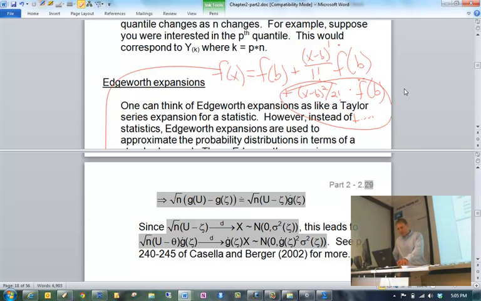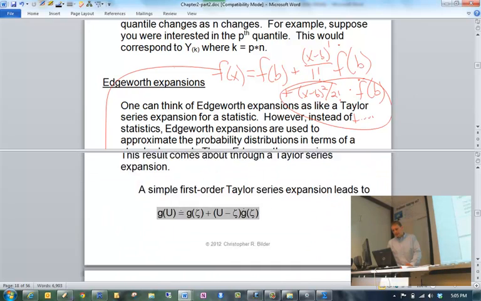There we go. So, there's a regular old Taylor series expansion. Instead of saying f of x here, now I'm going to say g of u. I use equal with a dot on it to emphasize approximately. g of psi, so that's my f of b, plus u minus psi times the first derivative of g of u evaluated at psi. Okay?